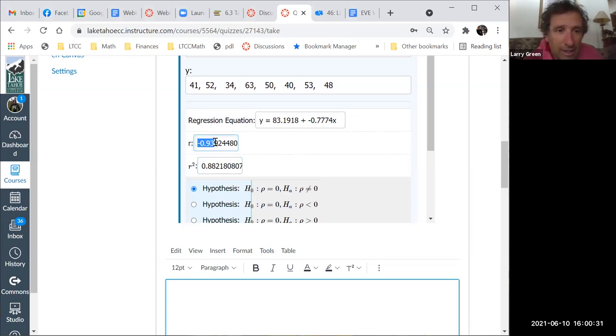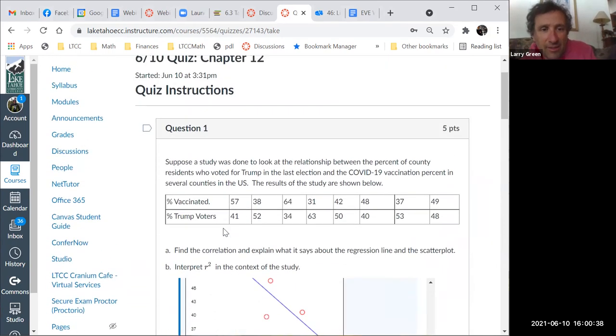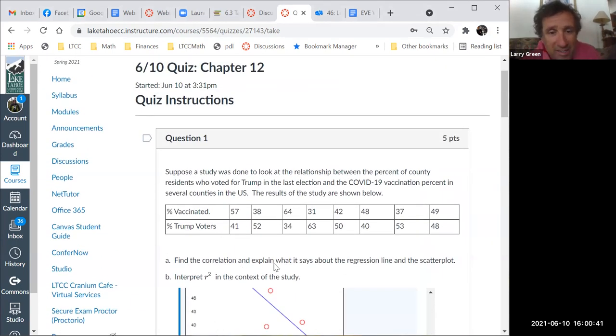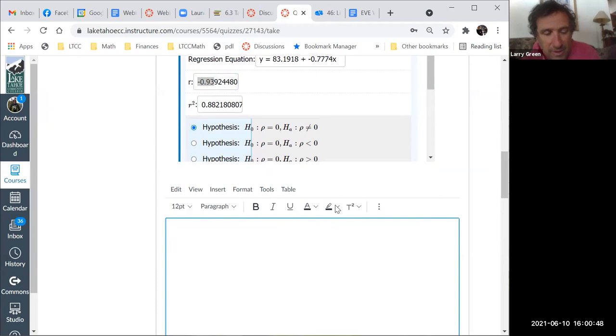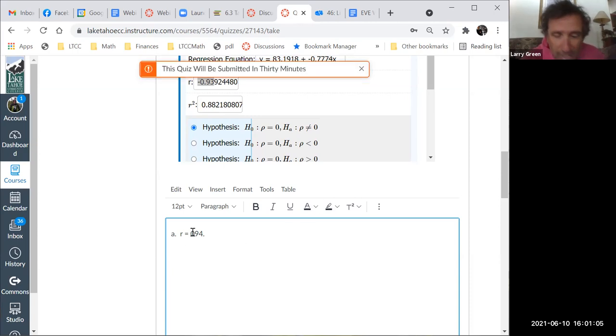So we look at R, and maybe I'll go 2 decimal places, negative 0.94. So that's the first thing. And again, let's read A again. Find the correlation and explain what it says about the regression line and the scatter plot. So we have part A, and R was equal to negative 0.94, rounded to 2 decimal places. So I found the correlation.